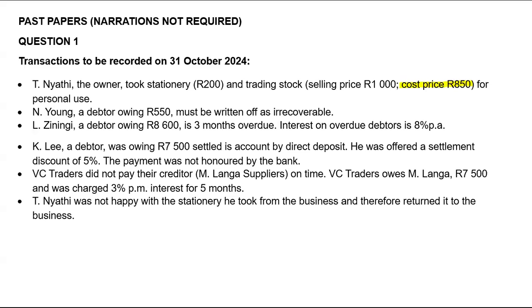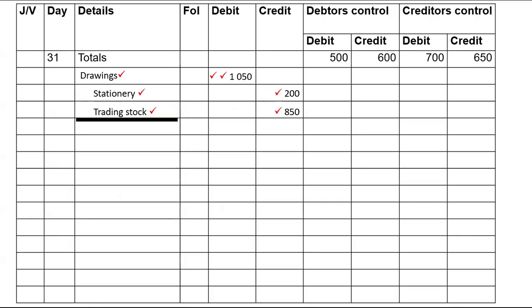The next transaction says, N Young, a debtor owing 550, must be written off as irrecoverable. Remember, when a debtor is written off, we debit bad debts, which is an expense. Then we credit the name of the debtor, which is N Young. We debit bad debts, expense, and credit N Young. N Young is a debtor. A debtor's account decreases on the credit side. This is because N Young has been written off as bad debts.